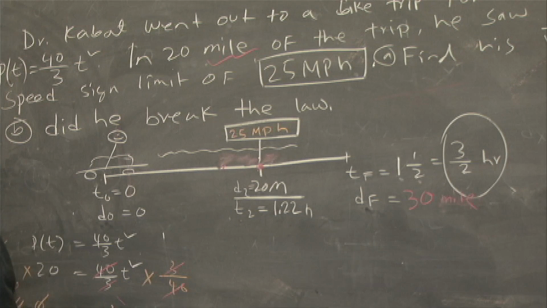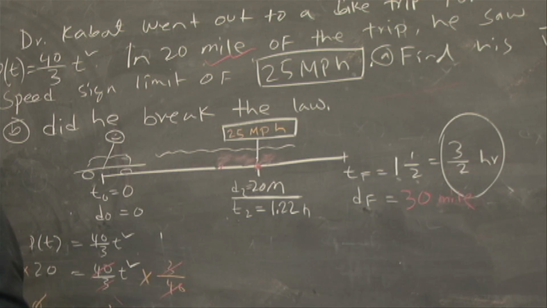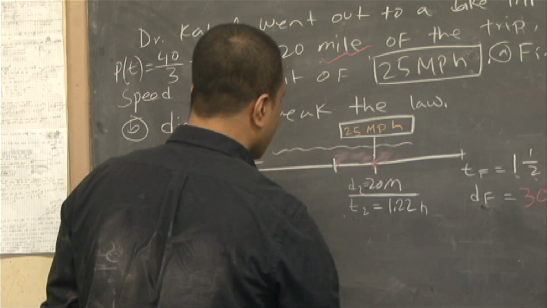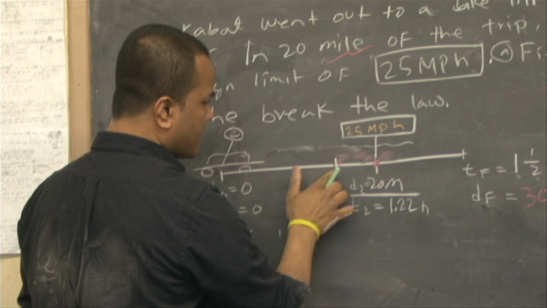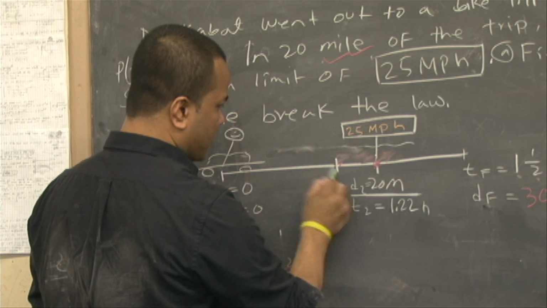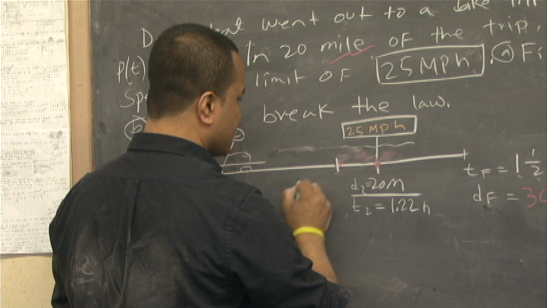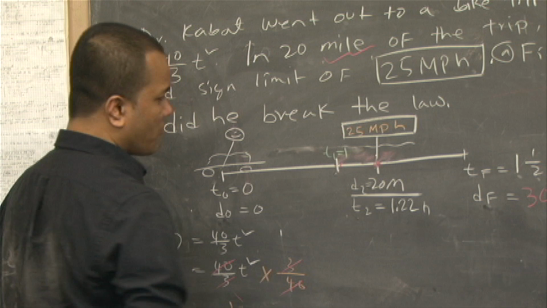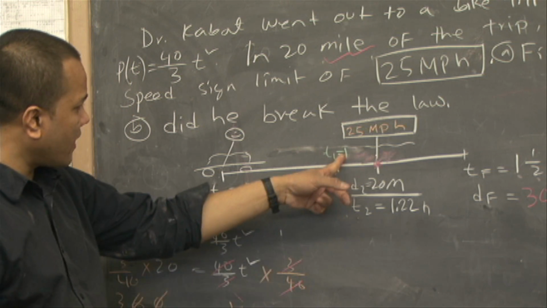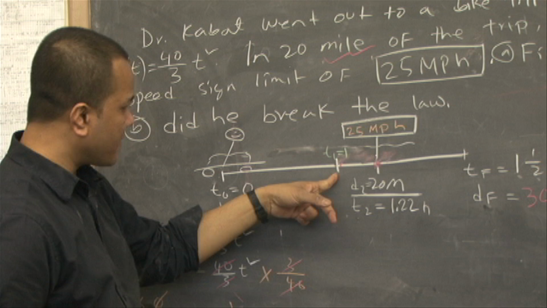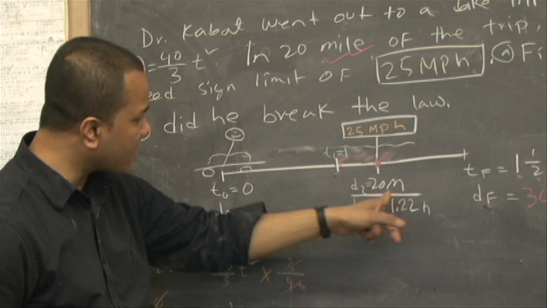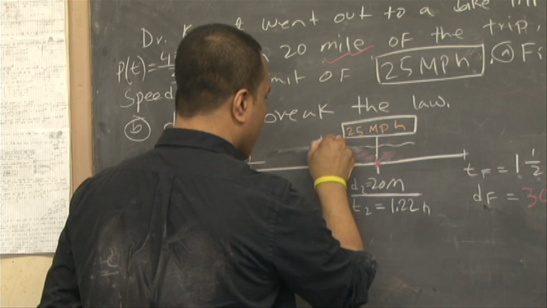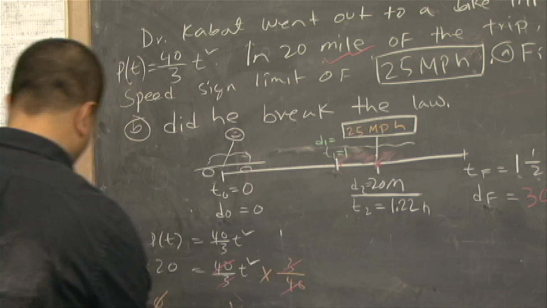Okay, so let's use this extra information to make the interval a little smaller. Let's see, we can call this point T1. Let's say T1 is 1. At 1.22 hours, he came 20 miles. At 1 hour, how far did he come? Let's call that D1 and find it.